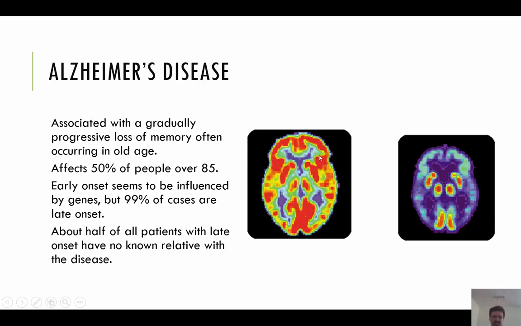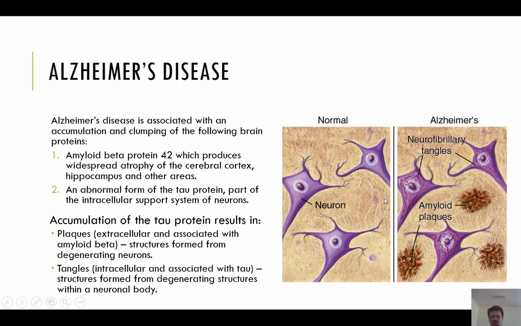This is a PET scan just showing the activity of two brains, one with Alzheimer's, one without Alzheimer's. And you can see that there's markedly diminished activity in the patient suffering from Alzheimer's. The neurons of the brain just don't seem to be working as well. And when you actually look inside of the brain, you see that the neurons are undergoing a progressive degeneration.